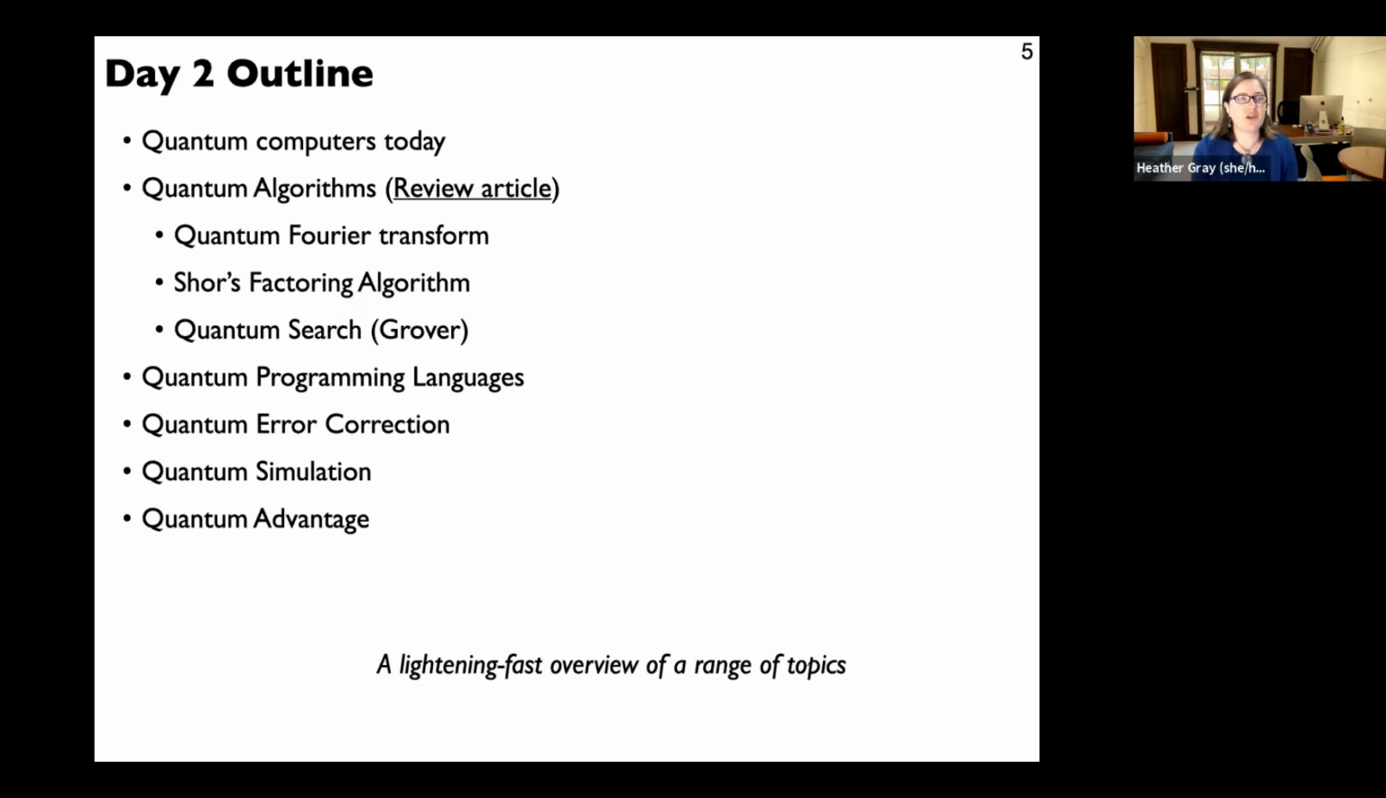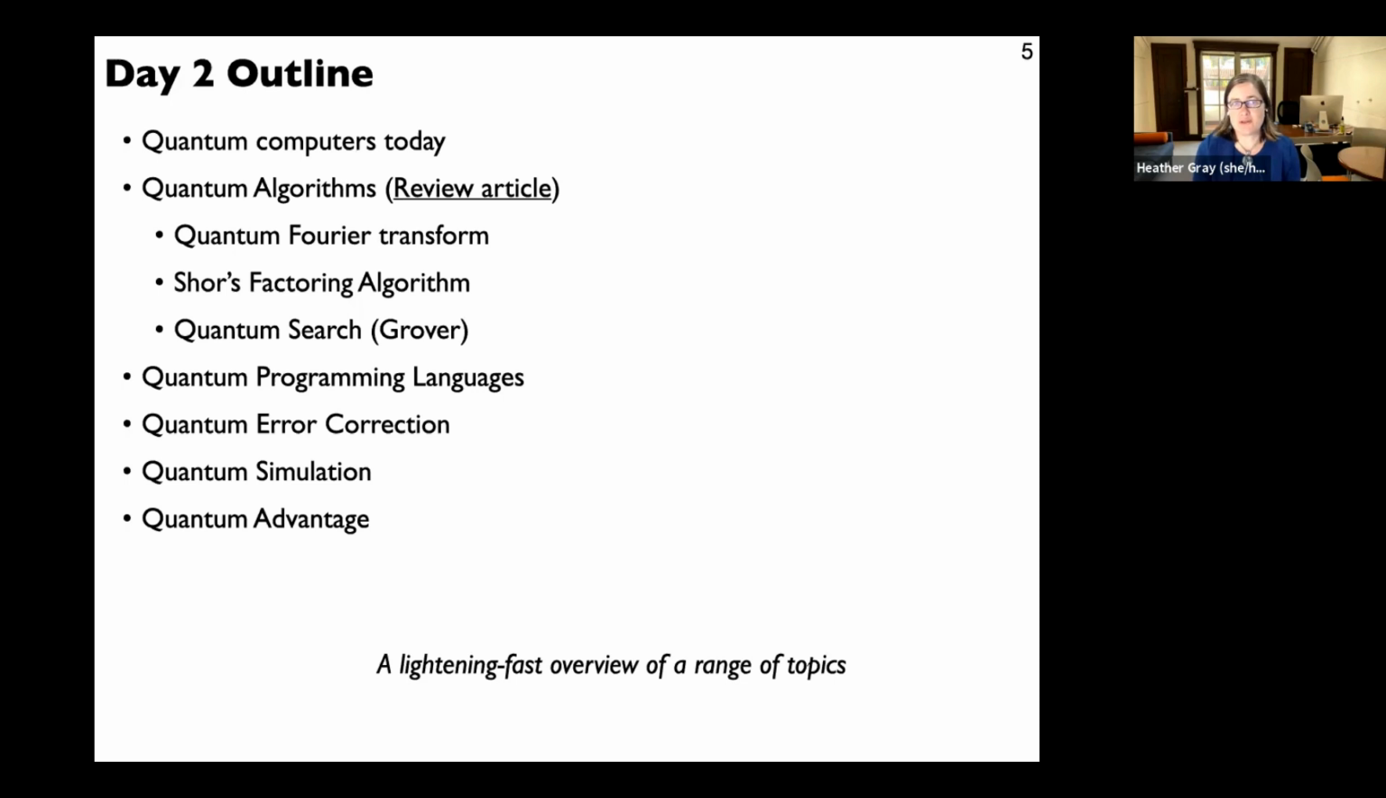Yep, we're going to start with talking about quantum computers today. Then we're going to talk about some of the really key quantum algorithms. And I've linked here a nice review article because quantum algorithms are really, in some sense, at the core of quantum computation. That's why people are particularly excited about quantum computers. And the three we're going to talk about are the quantum Fourier transform, which is pretty simple if we all know Fourier transforms very well.